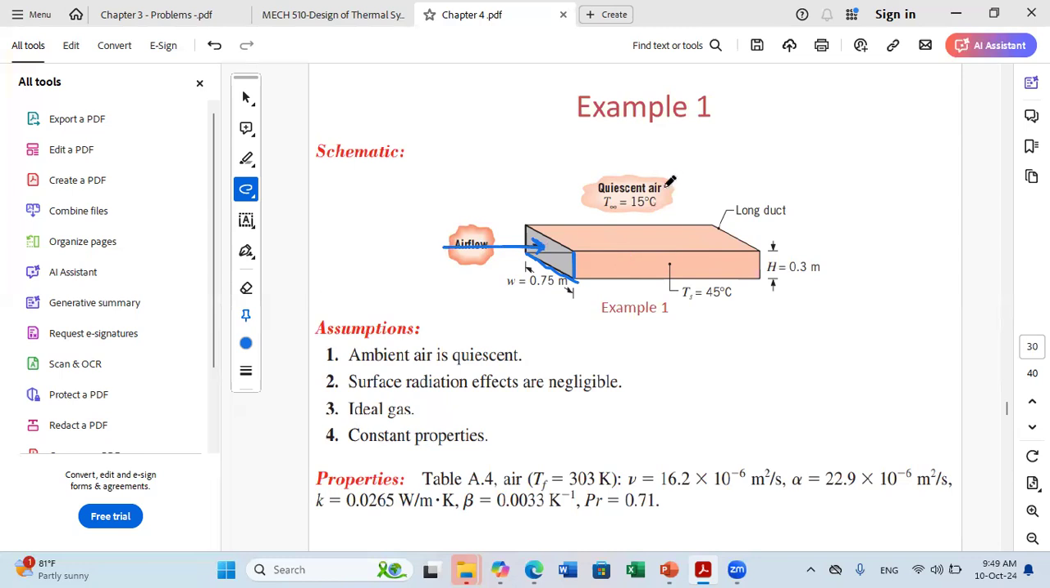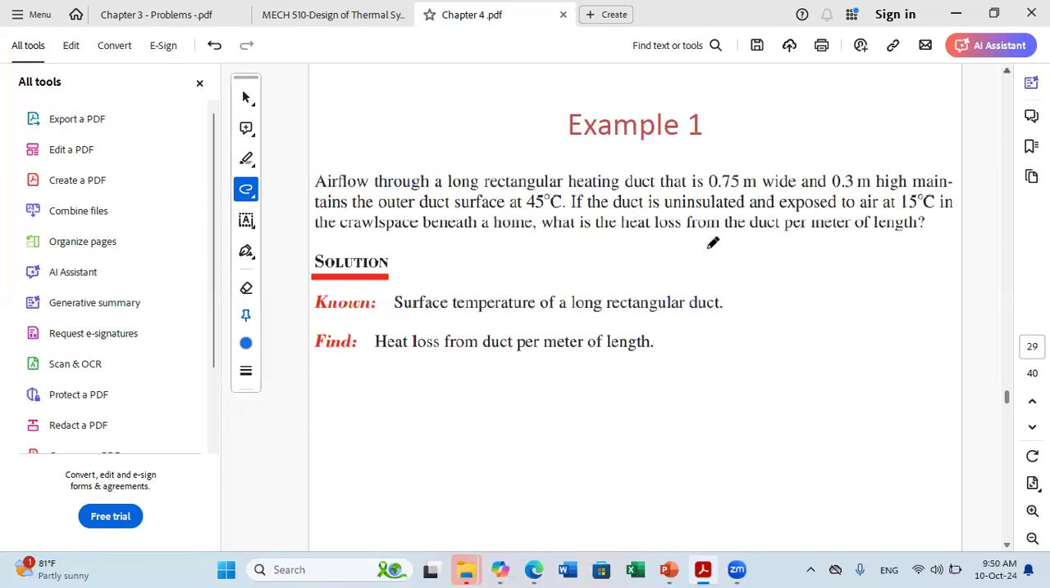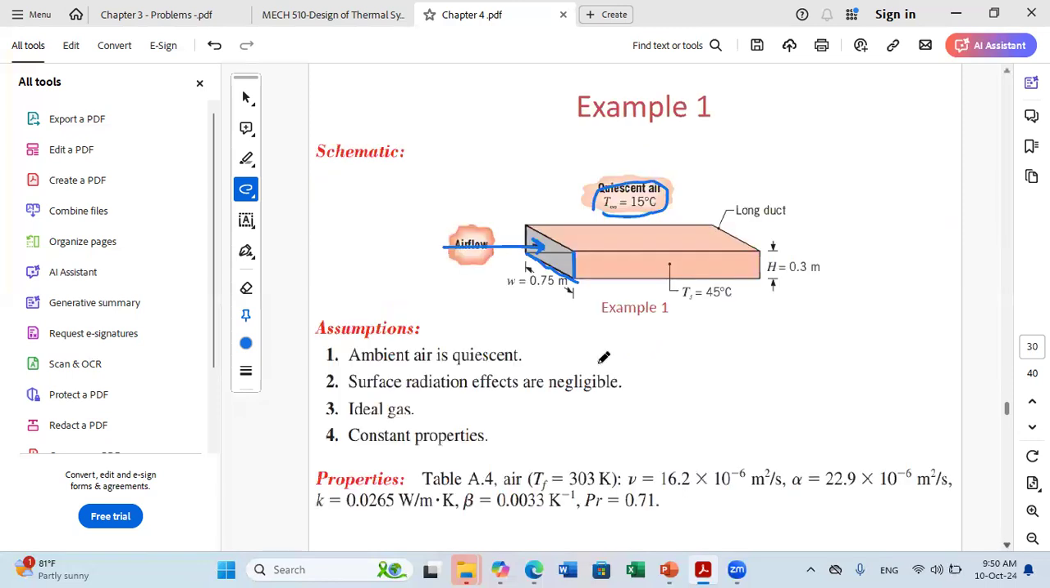Now the air at the outer side, the temperature of air is 15 degrees, and the surface temperature of our duct is 45 degrees. The question is to determine the heat loss from the duct per meter of length. So if I have 1 meter of length, what will be the heat loss? Let us do some analysis together.